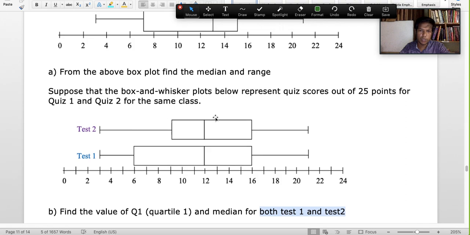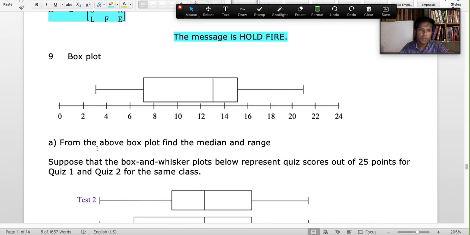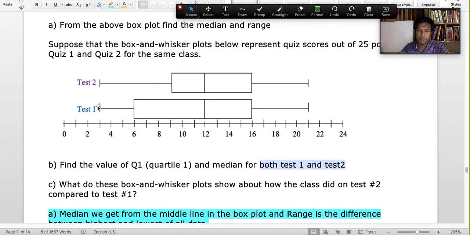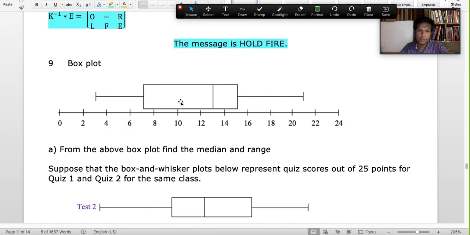Where is the number question? Oh, the question is here. From the box plot, find the median and range. So this is the median, this is the middle line, so 13 is the median. Range is 21 minus 3, so that is the range. This is 21 maximum minus minimum.